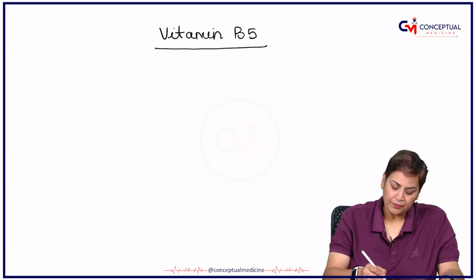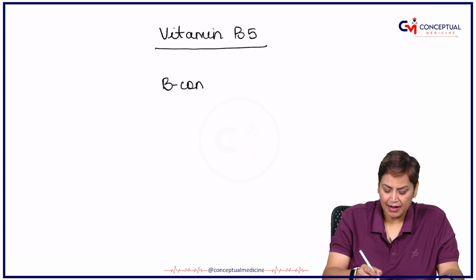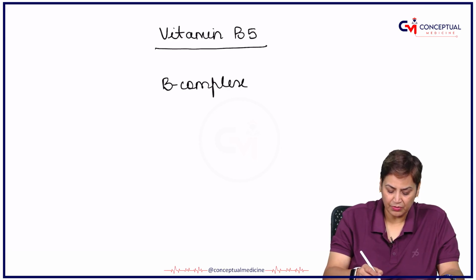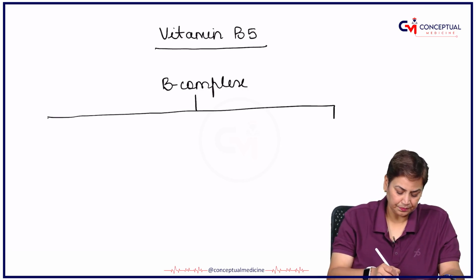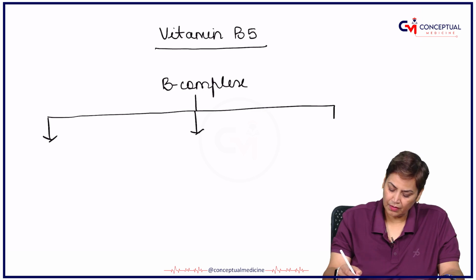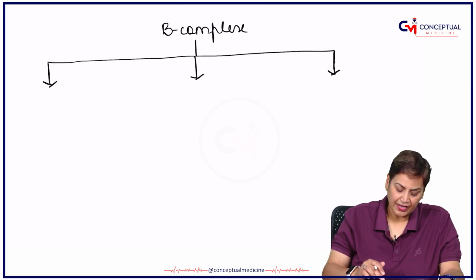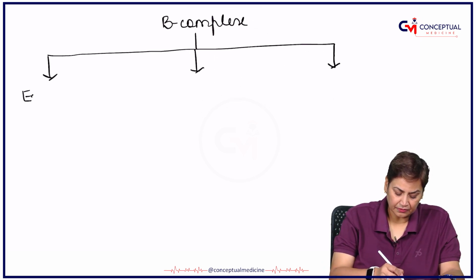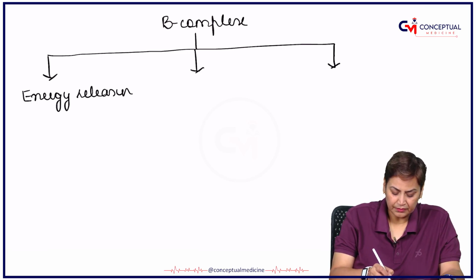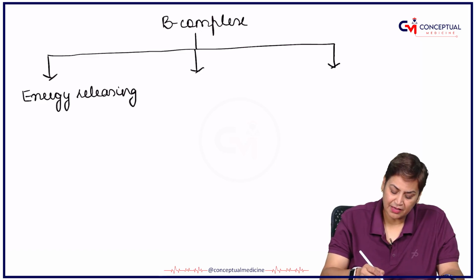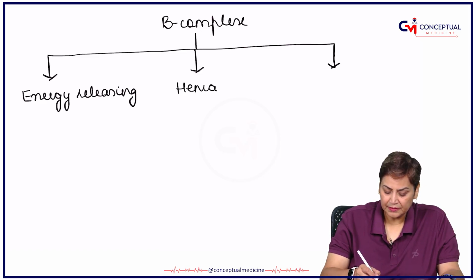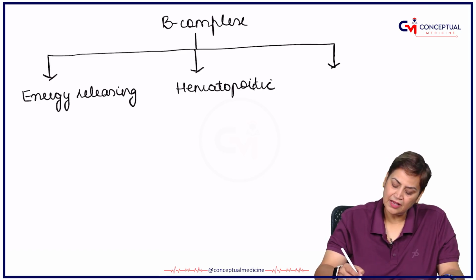If we have to categorize these B complex vitamins, we categorize them into three classes. One is energy releasing. Second class is hematopoietic vitamins. And third is others.